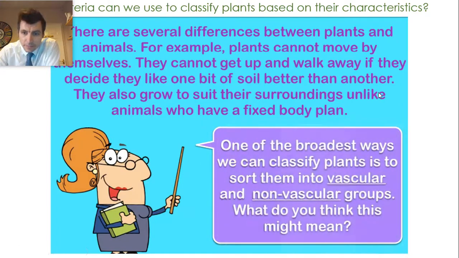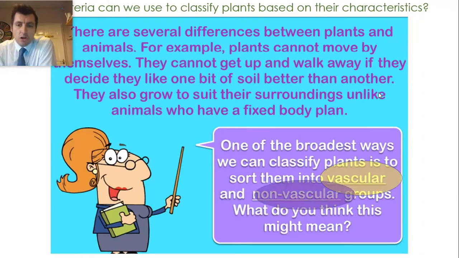Okay. Now, there's two really simple broad groups. So remember the idea of that broad umbrella that we can group plants together. That's vascular and non-vascular groups. Okay. Now, if you know what they mean, great. You're a skilled botanist already and you've got a great command of the English language. If you're not sure, then hopefully when we go through these two definitions, you'll understand what vascular and non-vascular mean.